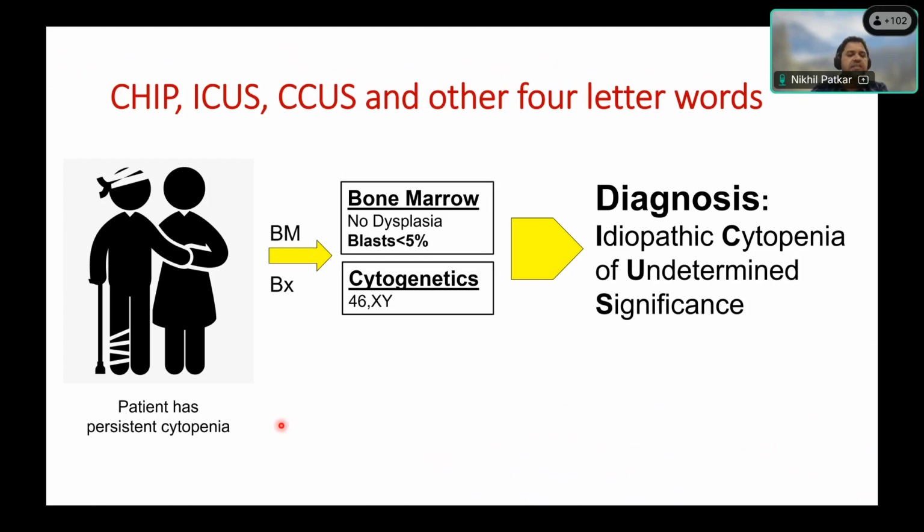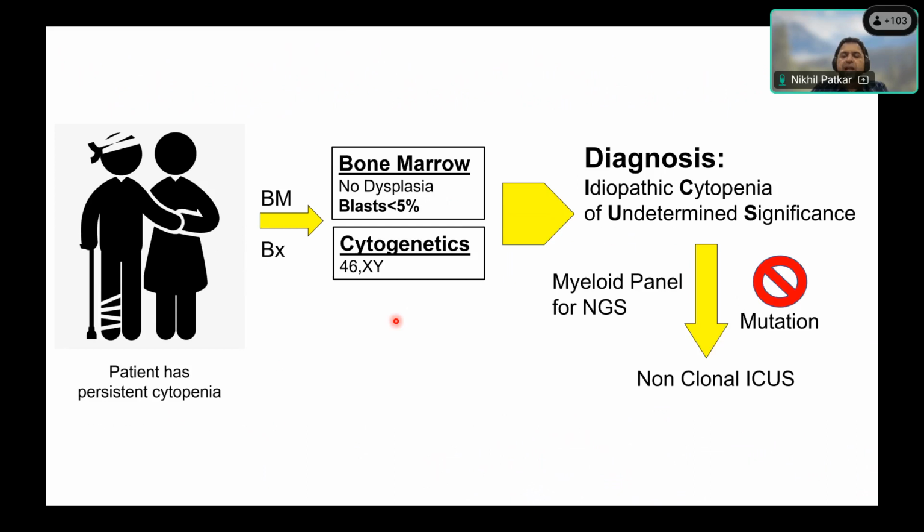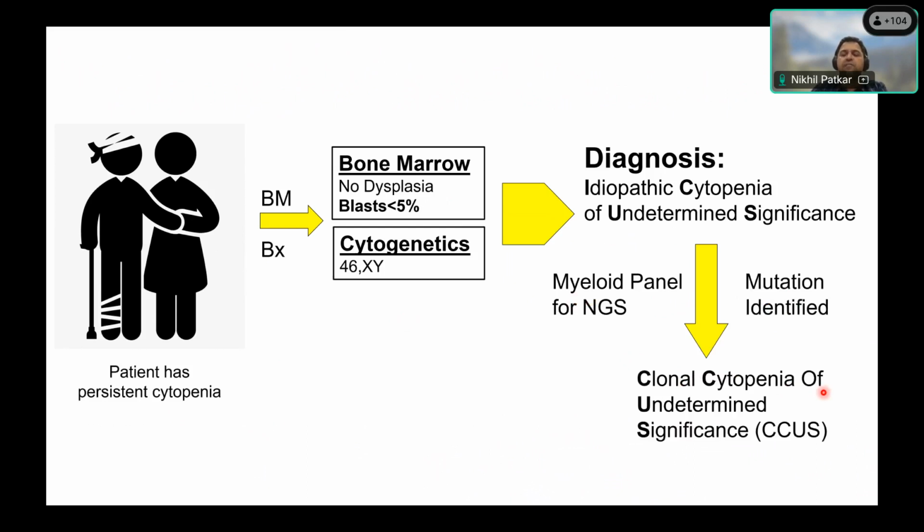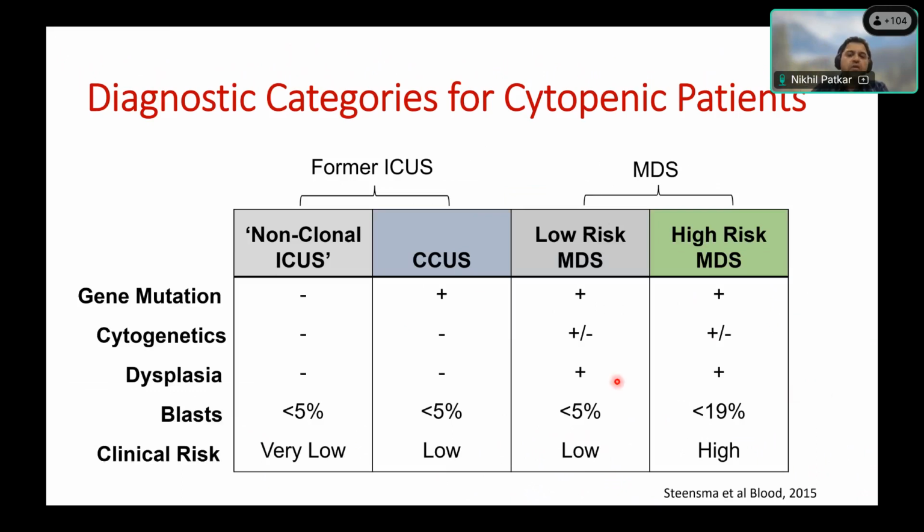Let us say a patient has persistent cytopenia. You do a bone marrow examination and cytogenetics, and all are normal. This patient then gets diagnosed as idiopathic cytopenia of undetermined significance. At that point, when you perform an NGS myeloid mutation panel and you don't find a mutation, the patient gets diagnosed as non-clonal ICUS. If a mutation is identified, this is a condition called clonal cytopenia of undetermined significance. So there are four different entities here.